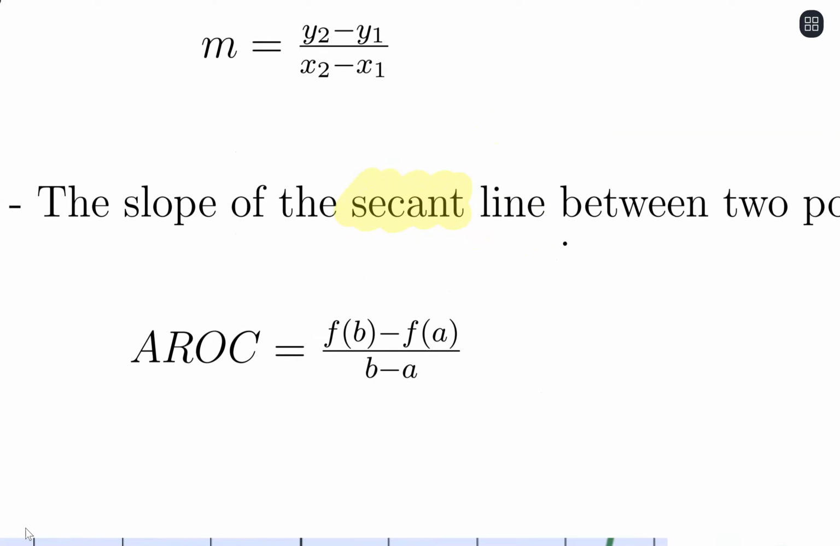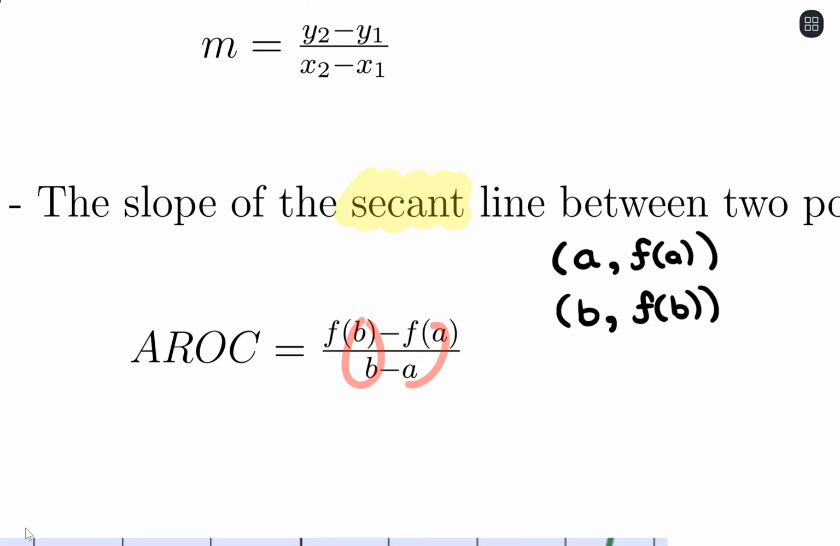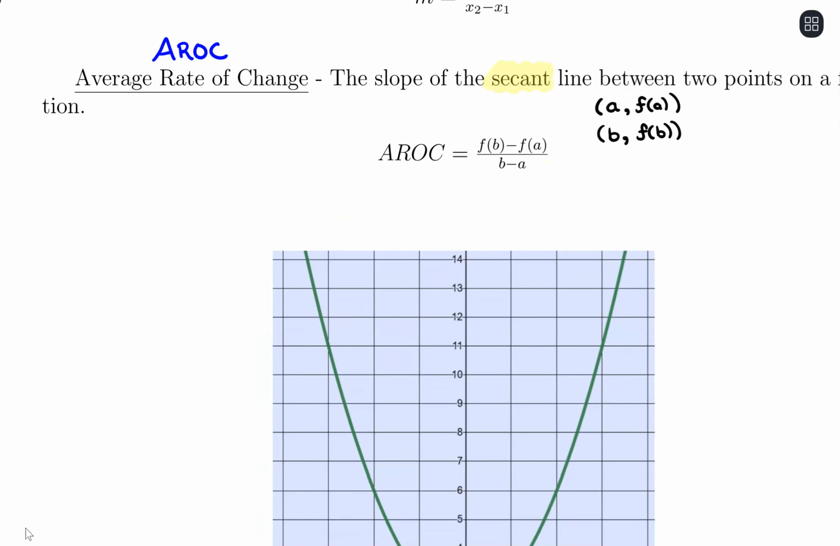So it's like we have a coordinate where the x coordinate is a, and then the y coordinate would be the function output, so f of a. And then our second coordinate, we would have x coordinate of b, and then the output would be f of b. So it's still this difference of y coordinates over difference of x coordinates. We're just using a and b to signify the beginning and end of the interval that we're looking at.